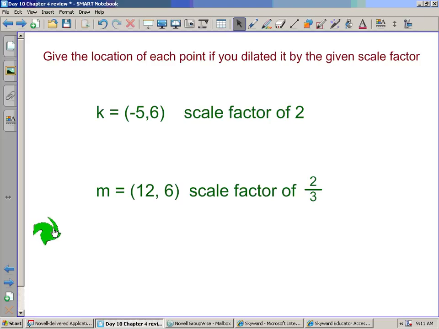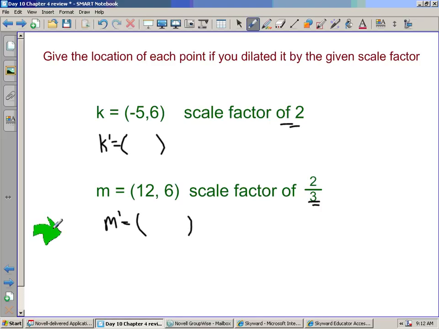Right. Scale factor. We have our original point of K, and we're trying to find out where the new K, or K prime, would be if we use the scale factor of 2, and where M prime would be if we use the scale factor of 2/3. So see if you can do those and find the new primes for those two numbers.